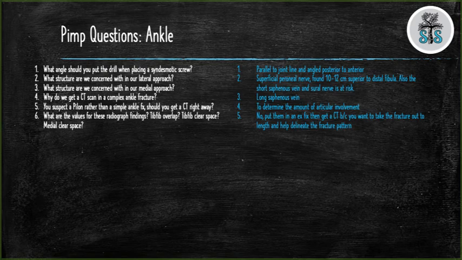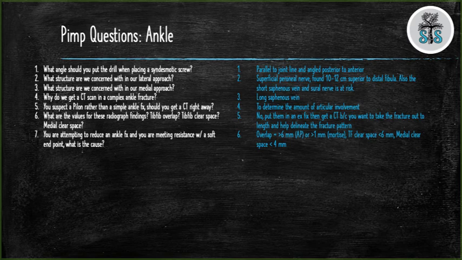Question 6. What are the values for these radiographic findings? The tib-fib overlap, the tib-fib clear space, and the medial clear space. The overlap is greater than 6 millimeters on AP or greater than 1 millimeter on the mortise view. The tibiofibular clear space is less than 6 millimeters, and the medial clear space is less than 4 millimeters.